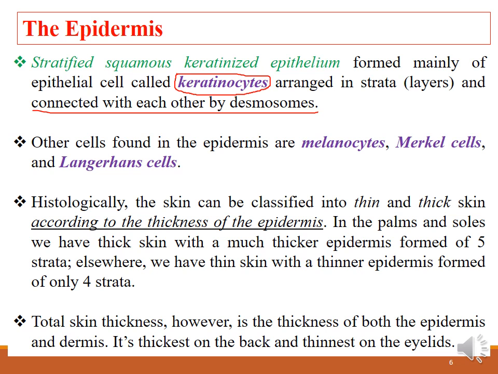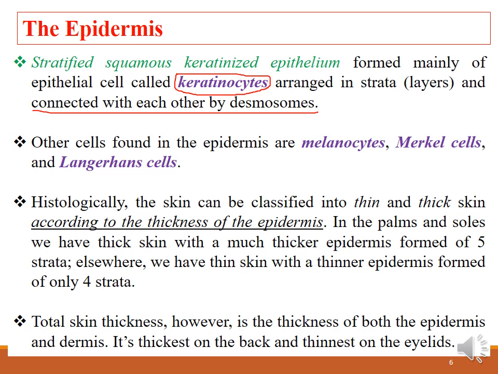In addition to keratinocytes, in the epidermis, we also have non-epithelial cells: melanocytes, Merkel cells, and Langerhans cells. These are non-epithelial cells, but they perform other functions in the epidermis. Now, according to the thickness of the epidermis, we classify skin into thin and thick skin. So when we say thin skin or thick skin, we are talking about the thickness of the epidermis.